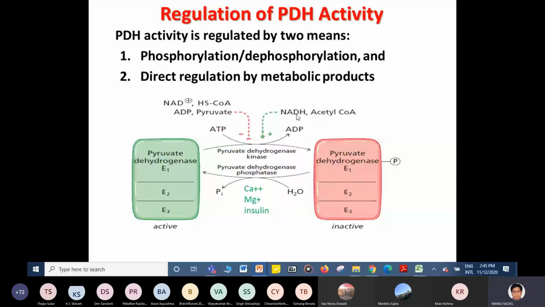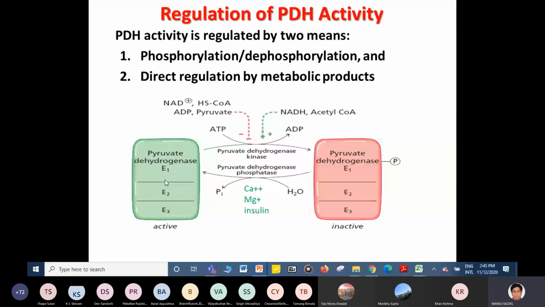Okay, this is about the regulation of pyruvate dehydrogenase complex activity. Pyruvate dehydrogenase complex is regulated by two means. One is phosphorylation and dephosphorylation. The other is direct regulation by the metabolic products. And this enzyme, pyruvate dehydrogenase complex, is active in the dephosphorylated state.